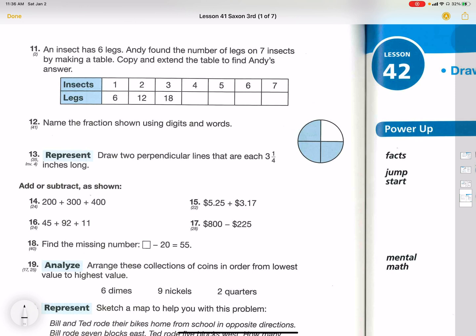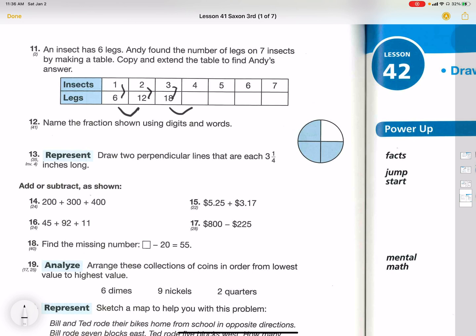An insect has 6 legs. Andy found the number of legs on 7 insects by making a table. Copy and extend the pattern. We're just adding 6 every time. This would be a multiplying by 6 table, because 1 times 6 is 6, 2 times 6 is 12, 3 times 6 is 18.